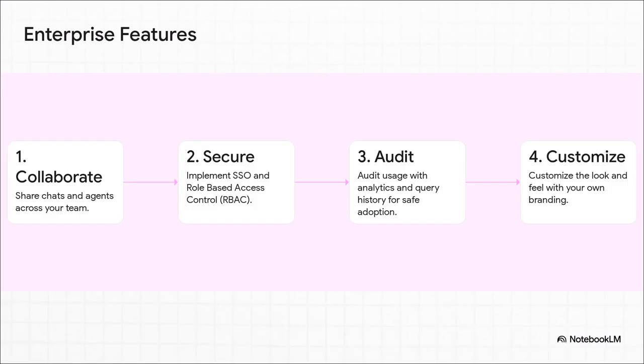So if you're part of a bigger team, Onyx lays out a pretty clear roadmap for you. It all starts with collaboration, letting you share agents and chats. Then it adds those critical security layers like single sign-on and access controls. After that, it gives you all the tools you need to audit what's happening, with analytics and query history, which is so important for adopting AI safely. And finally, you can customize the whole platform to match your own brand.